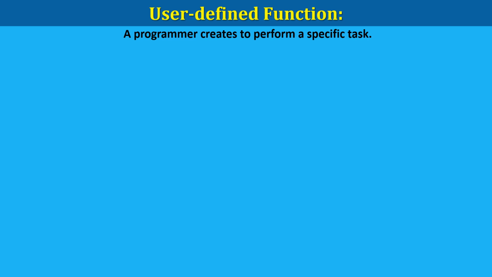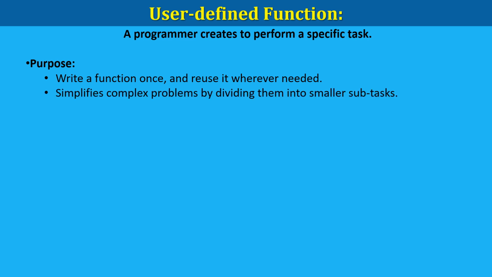User-defined functions. A user-defined function is one that the programmer creates to perform specific tasks. These functions are custom made to suit the needs of the program and help improve organization by breaking down complex operations into smaller manageable parts. The purpose is to encourage code reuse: write a function once and reuse it whenever needed. It simplifies complex problems by dividing them into smaller subtasks, and improves readability by giving descriptive names to blocks of code.